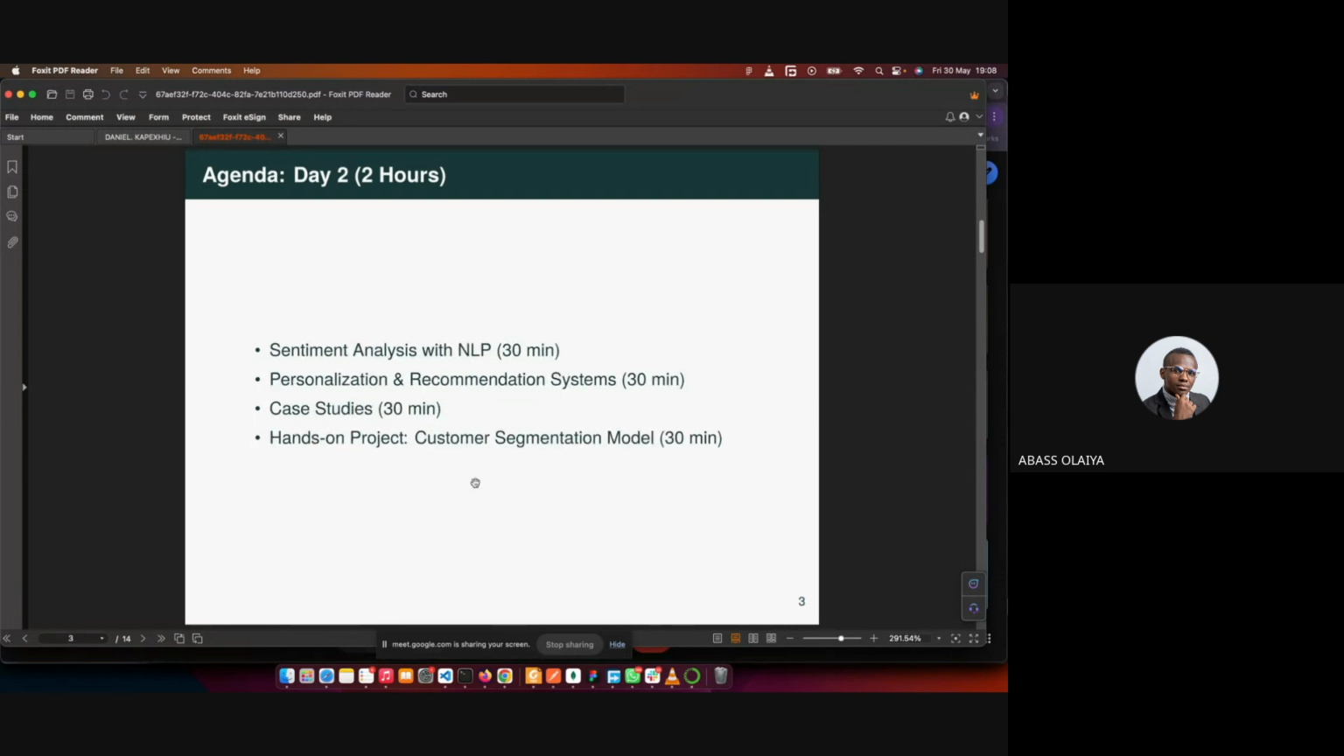Tomorrow we'll be talking about sentiment analysis with NLP. We'll explain that tomorrow. Personalization and recommendation systems, case studies, like maybe Netflix and YouTube and the likes. Then a hands-on project, customer segmentation model. I've actually already prepared the notebook for that. I enjoy the coding aspect.